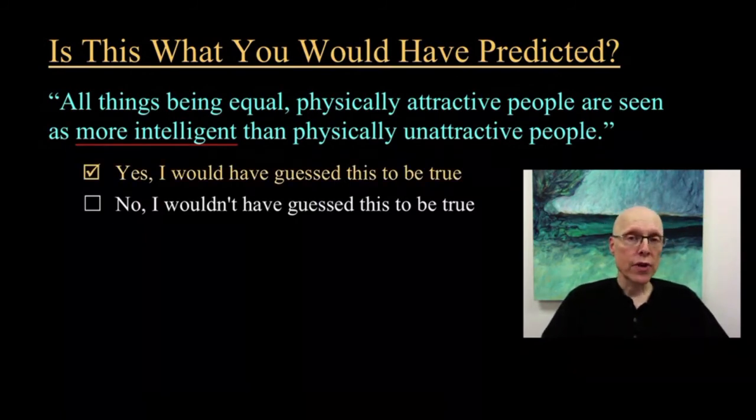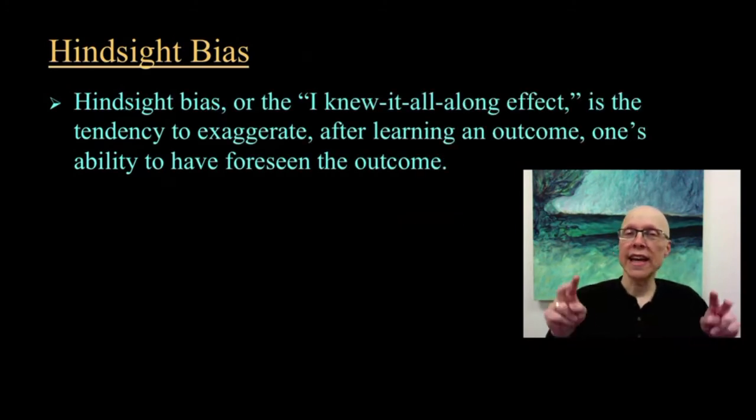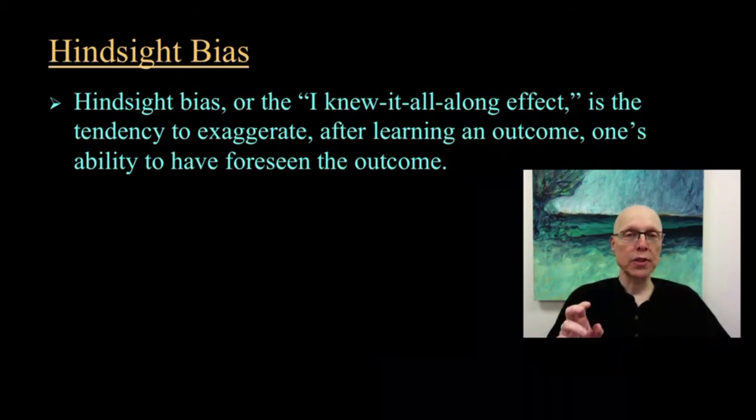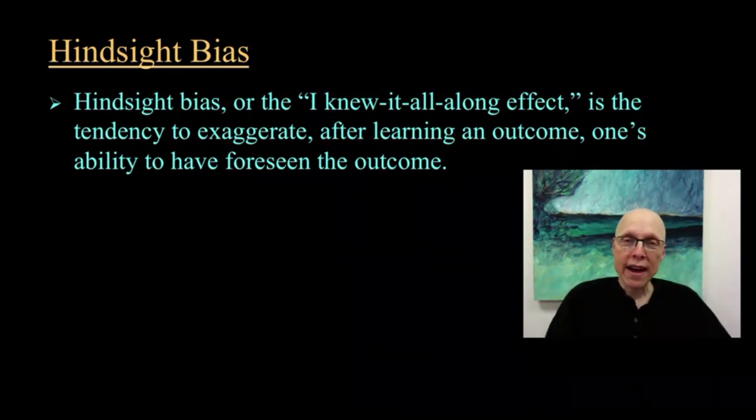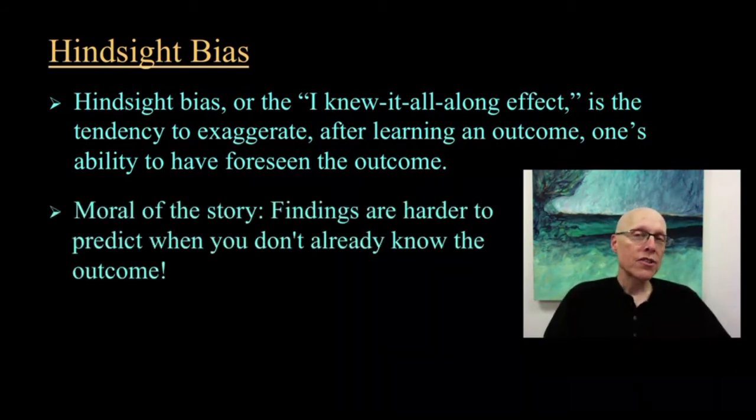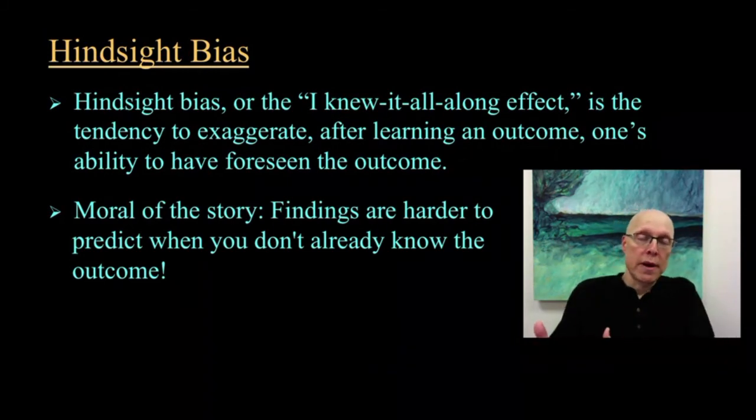Well, it's something known as hindsight bias, or the "I knew it all along" effect, and it's covered in this week's assigned readings. It's the tendency for people to see things as more obvious in hindsight after they already know what the outcome is. The moral of the story with respect to social psychology findings is that whether they're about attractiveness or anything else, they're a whole lot harder to predict when you don't already know what the answer is. And that's what makes it interesting. That's what makes it worth studying.